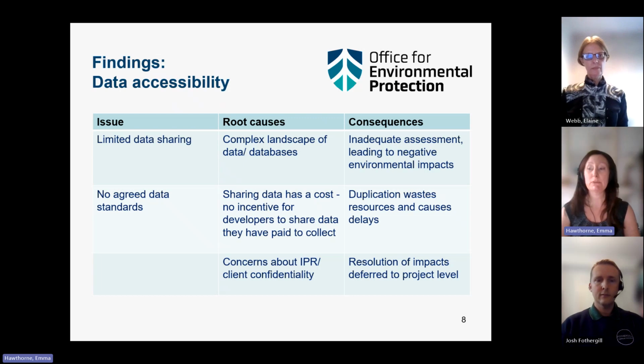And then finally, various legal rights apply to data collected and analysed by proponents. And we found that this led to uncertainty and confusion amongst some local planning authorities and consultants about whether data could be shared with others for reuse.